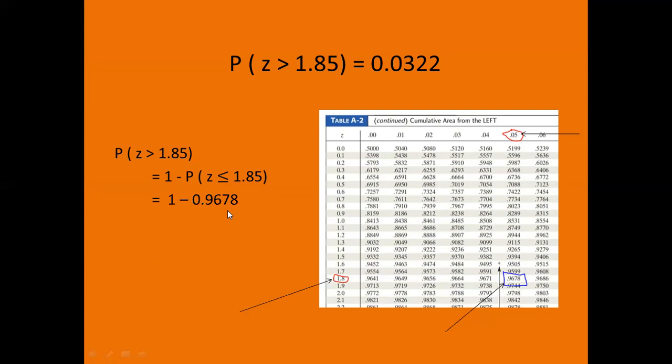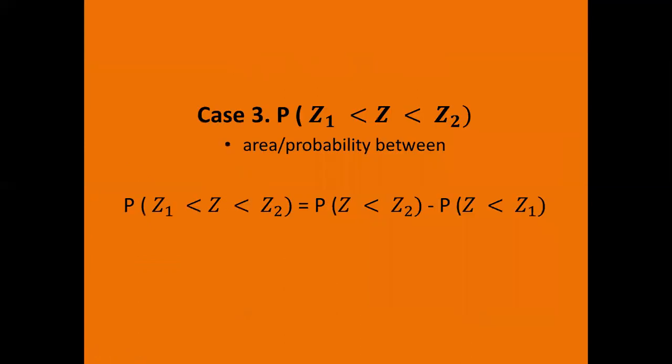Okay, so doing the operation or subtracting, we have this as the area na greater than 1.85. So, it's 0.0322. Okay? Okay, let's go to the next case.